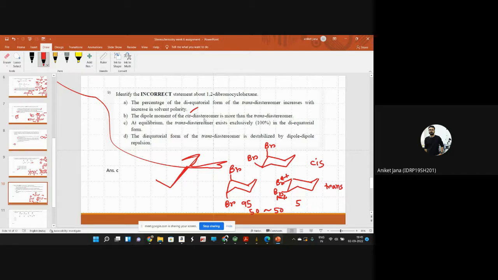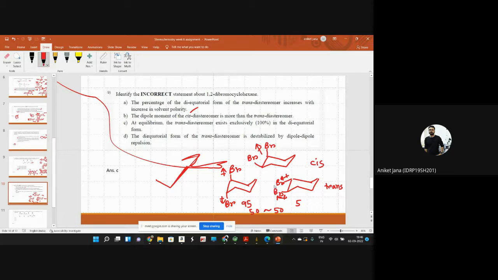So in case of the second, we are getting that the dipole moment of the cis diastereomer is more than the trans diastereomer. So is this true or false? Yes, it is true. Here it has the significant dipole moment, but in case of the trans diastereomer, it has a very low or zero dipole moment, as they are oppositely directed towards each other. So in case of option D, we are getting that the diequatorial form is destabilized by dipole-dipole repulsion. Is it true or false?